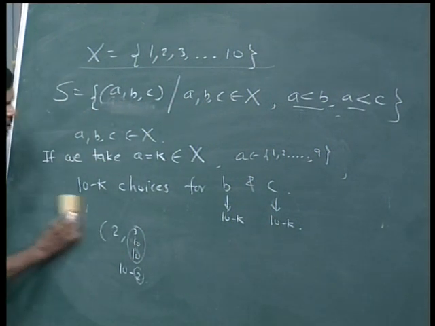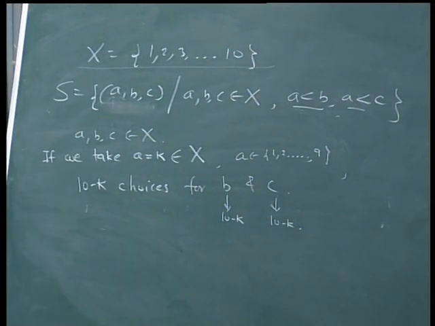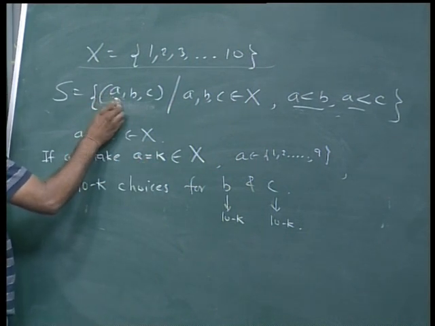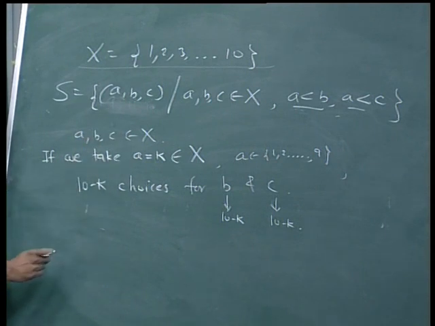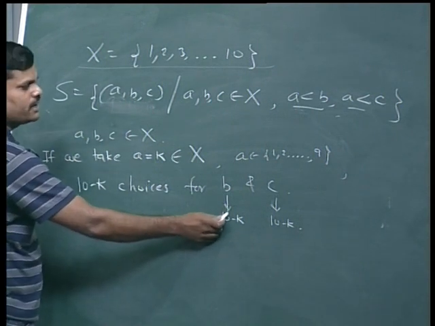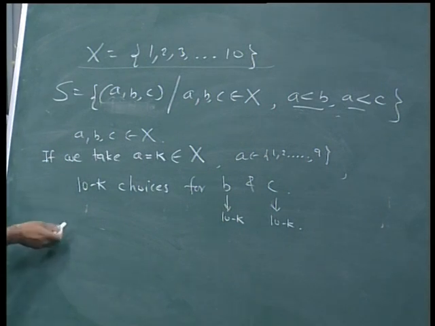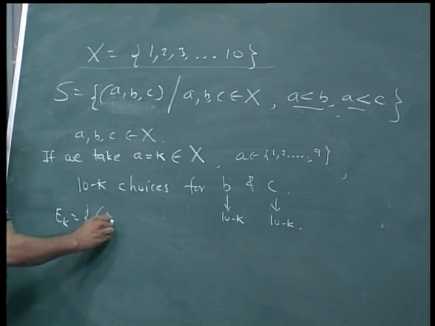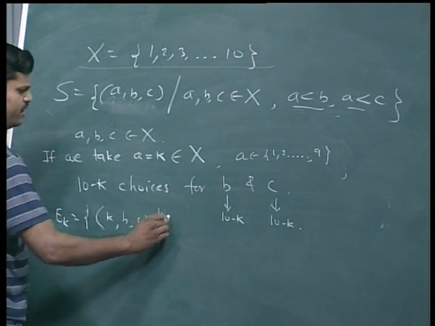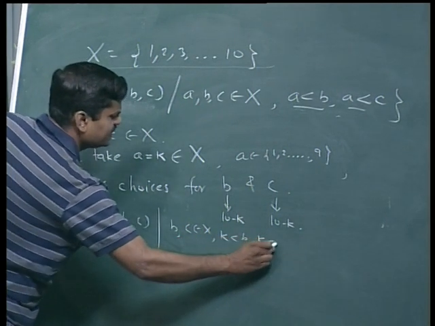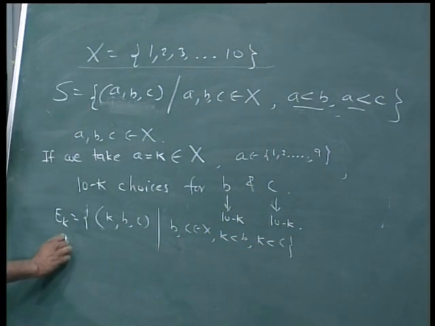Now this is the main thing. For each selection A equal to K for the first coordinate, B and C can each be selected in 10 minus K ways. So I define Ek equal to K, B, C, where B and C belong to X, K less than B and K less than C. Then how many elements are there in Ek?